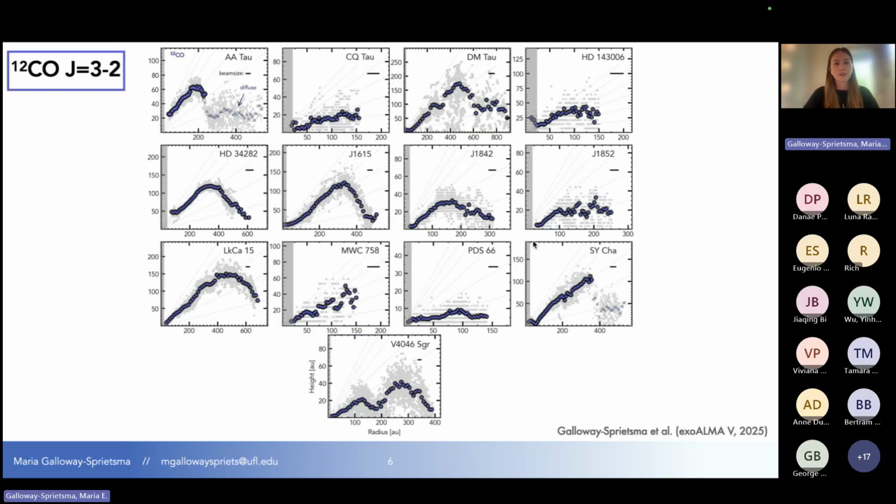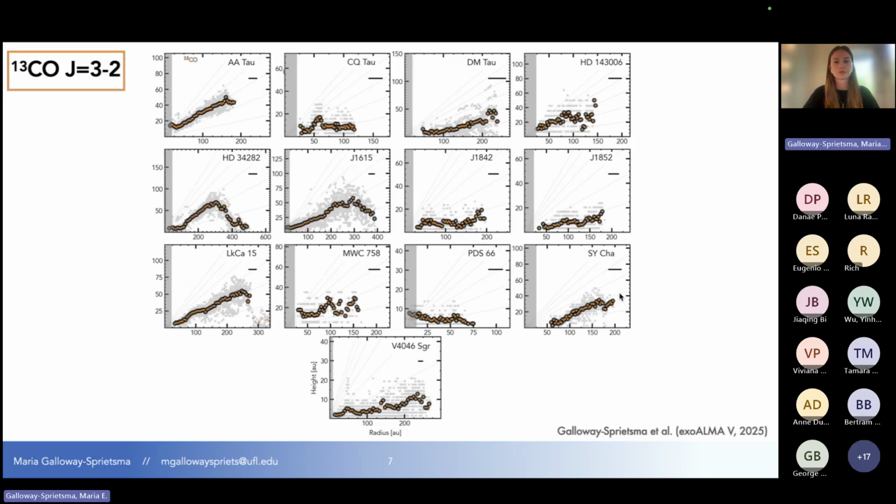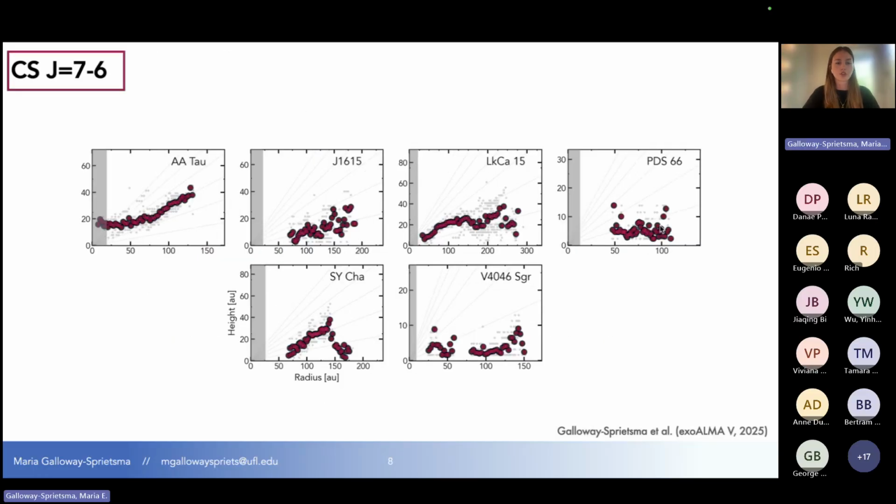And we did this for all 15 disks. This is for 12CO, J equals 3 to 2. This is for 13CO. And these are the surfaces we retrieved for CS. We don't have all 15 surfaces due to signal to noise constraints, but we were able to get them for these 6 disks.